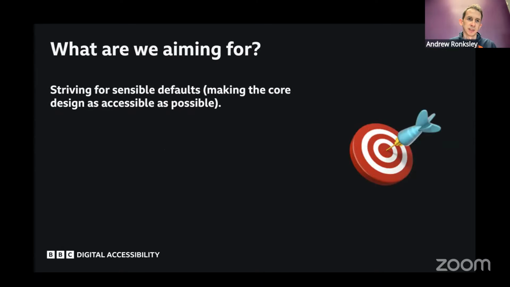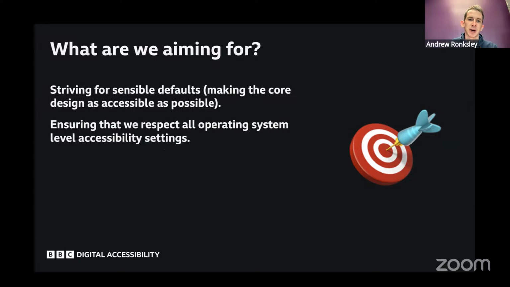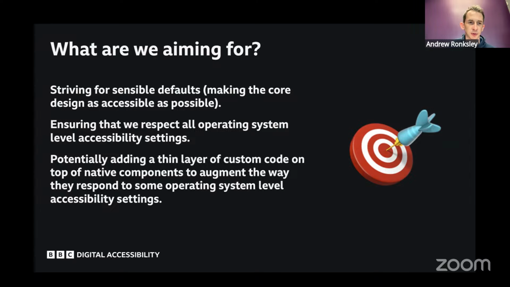To sum up this section, what are we aiming for? We're striving for sensible defaults, making the core design as accessible as possible. We want to ensure that we respect all operating system level accessibility settings, because we're not doing that consistently at the minute. Potentially, we might add a thin layer of custom code on top of some native components. For example, on iOS, when you reduce transparency, it doesn't fully remove it, it just reduces it, as the name implies. We might decide to make things fully opaque if the user has turned that on, to give them the maximum legibility. And then usability testing: where we do this stuff, we obviously need to put it in front of users, which we do.